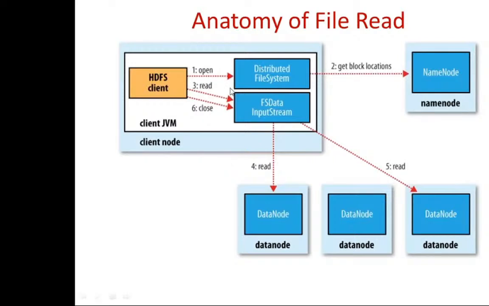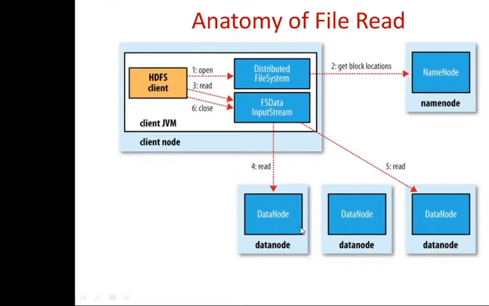And what is the list of the blocks? Which is nothing but the total number of the blocks which a file has, right? So if file 1 has 3 blocks, those 3 locations for all the 3 blocks will be sent back from the name node, and then it will start reading the file. So let's say it will start reading block number 1 from this data node.